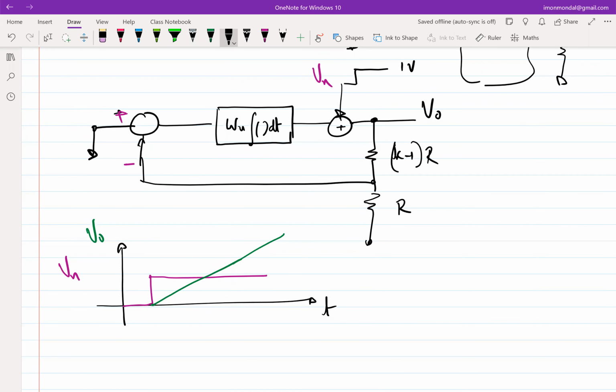The only thing that is sacrosanct in the loop is that if you have infinite gain, the error will go to 0. If the error goes to 0, what can you comment on this voltage? 0, right? So if this is 0, what is V naught? V naught will be 1. Why? Correct.